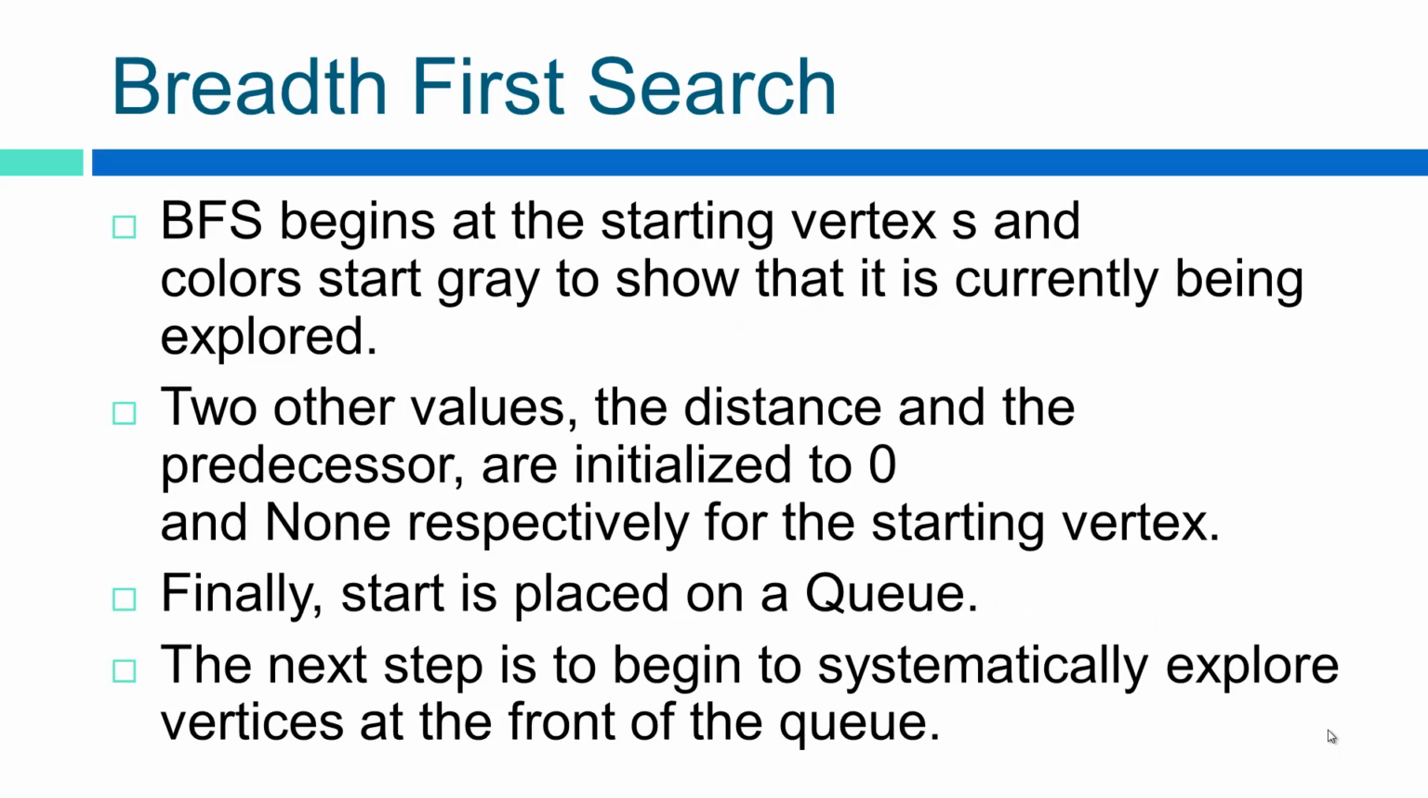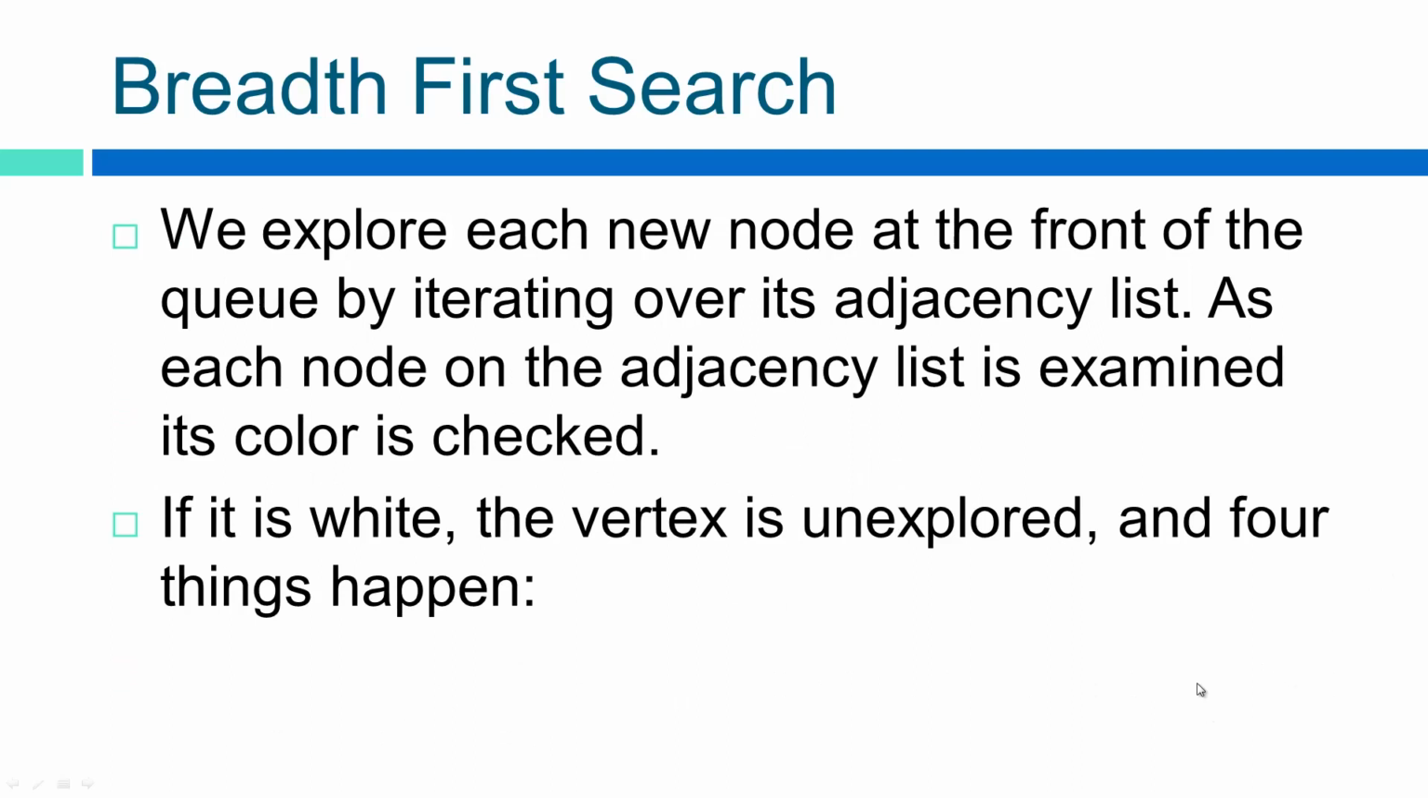BFS begins at the starting vertex S and colors start gray to show that it's currently being explored. Two other values, the distance and the predecessor, are initialized to 0 and None, respectively, for the starting vertex. Finally, start is placed on a queue data structure. The next step is to begin systematically exploring the vertices at the front of the queue. We explore each new node at the front of the queue by iterating over its adjacency list. As each node on the adjacency list is examined, its color is checked. If it's white, the vertex is unexplored, and then 4 things are going to happen.